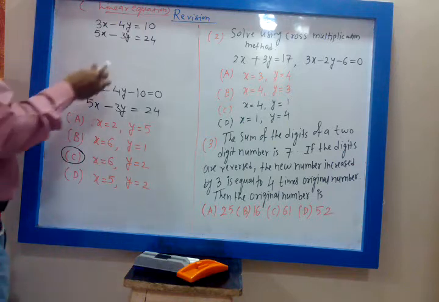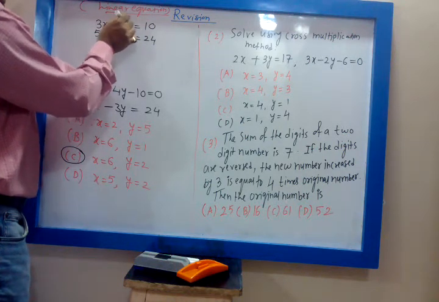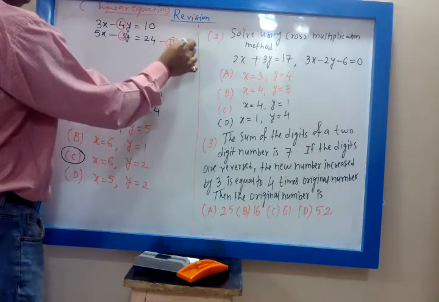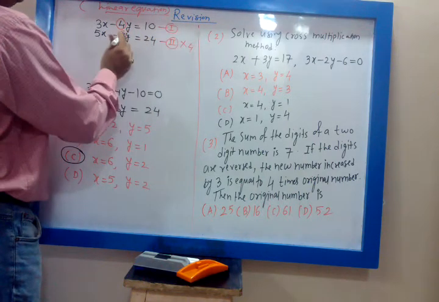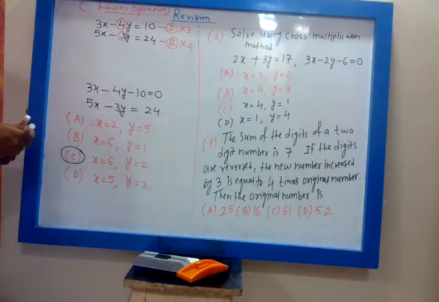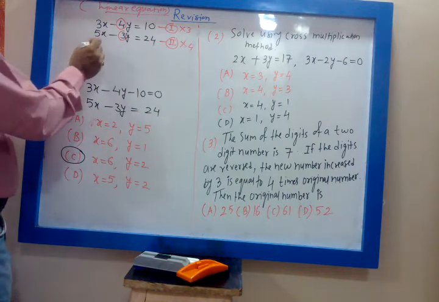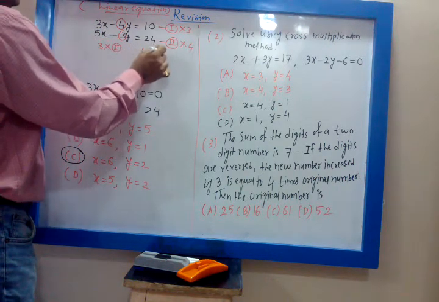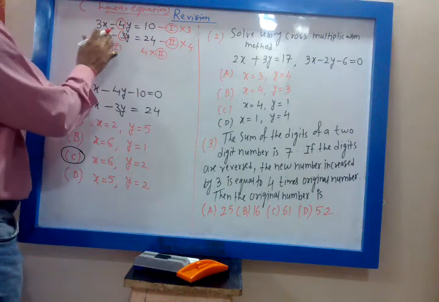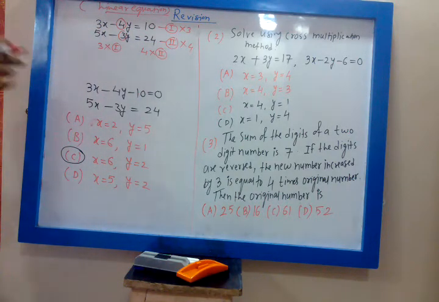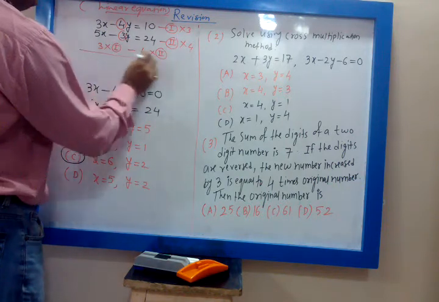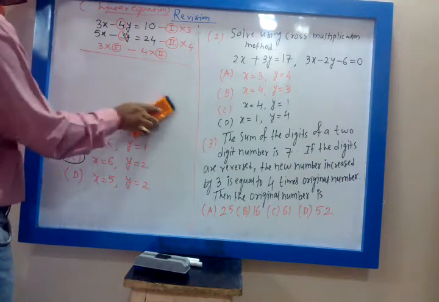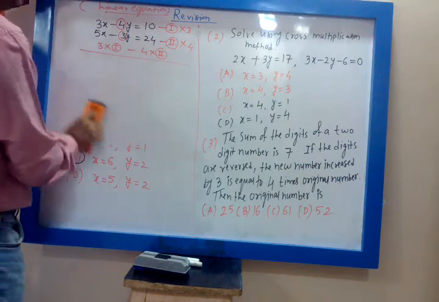Let us make the y coefficient equal. The y coefficient here is 4, and here it is 3. So multiply equation 1 by 3 and equation 2 by 4. So 3 into equation 1, then 4 into equation 2. The y coefficients have the same sign, minus minus. Whenever they have the same sign, you have to subtract. Subtract means change the sign of the second equation.